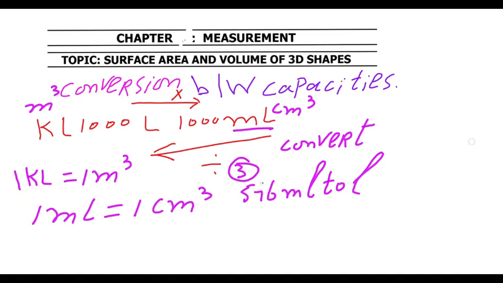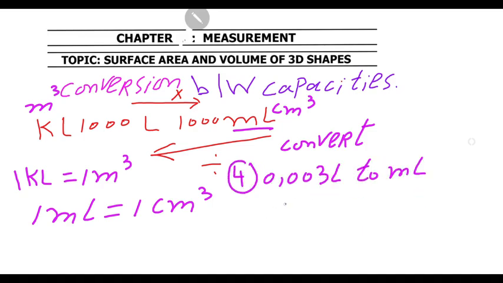Question number 3. Now I need to convert 576 milliliter to liter. The milliliter is here, liter is here, in between is 1,000. You're going to left hand side, so you're going to divide. 576 divided by 1,000. The answer will be 0.576 liter. This is my answer.